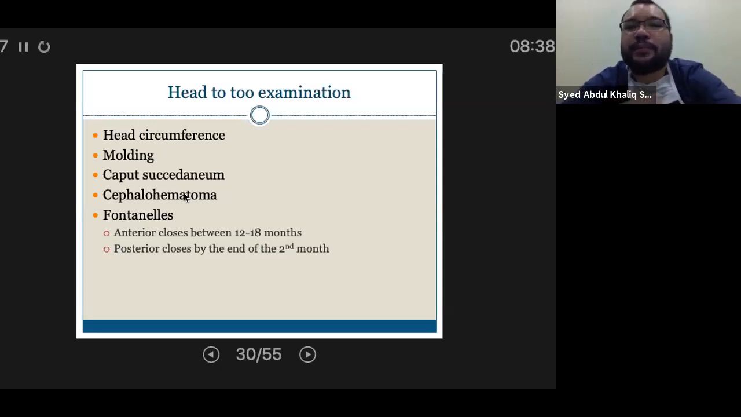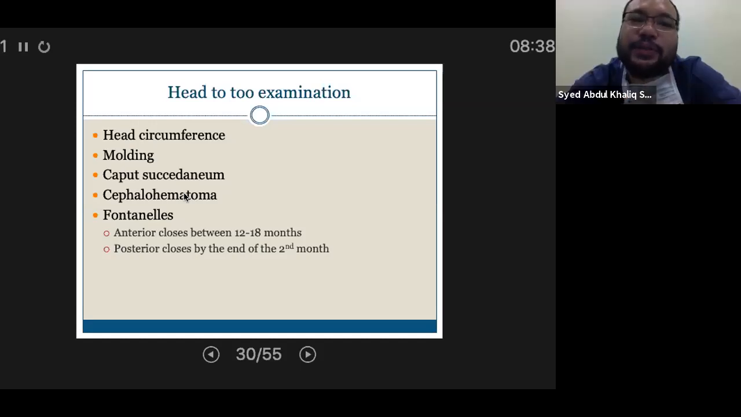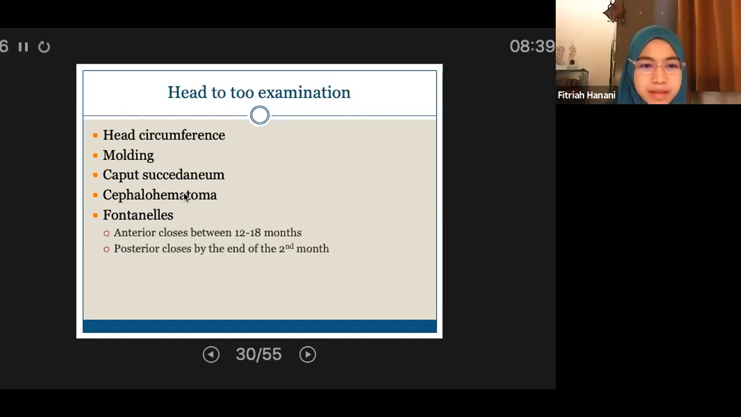So what's the difference? SAH is subaponeurotic hemorrhage, right? Subaponeurotic hemorrhage or subgaleal hemorrhage. So how do we differentiate between subaponeurotic hemorrhage and cephalohematoma? It is whether it extends beyond the suture or not. Which one extends beyond the suture? Subaponeurotic hemorrhage will extend beyond the suture.